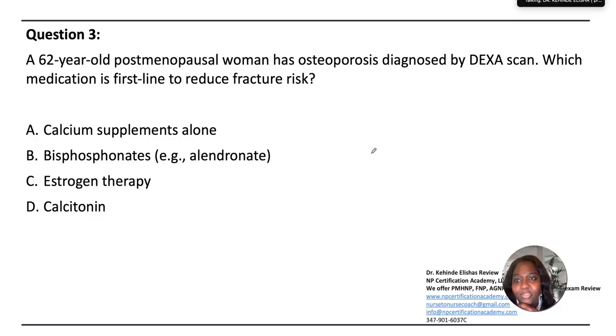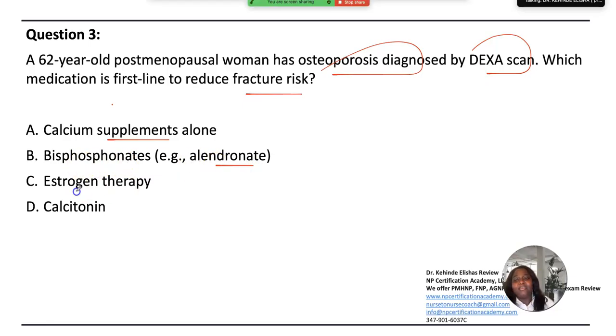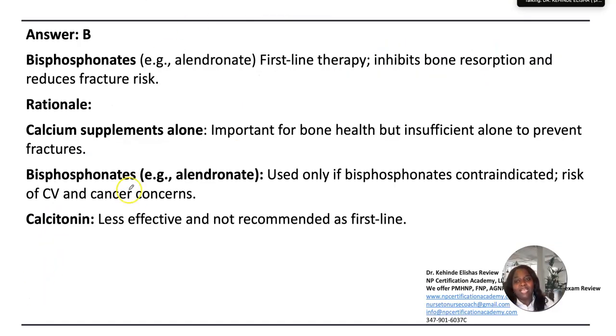Question number 3: a 62-year-old postmenopausal woman has osteoporosis diagnosed with DEXA scan. Which medication is the very first line to reduce fracture risk? Calcium supplements alone, bisphosphonate, for example alendronate, that belongs to that class, estrogen therapy, or calcitonin. What do we think? Participation, absolutely. We know the final answer is bisphosphonate.